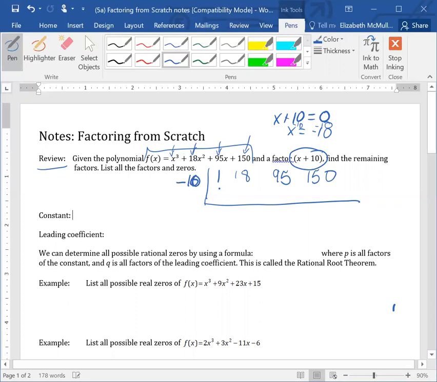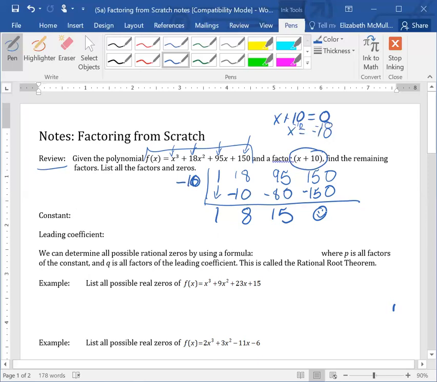First thing I do, I bring down this 1. And then I say 1 times negative 10 is negative 10. Remember that I'm adding. So 18 plus negative 10 gives us a positive 8. Positive 8 times negative 10 gives me negative 80. And 95 plus negative 80 is what? Positive 15. And positive 15 times negative 10 gives me a negative 150, which gives me a remainder of 0. Yay. So we know that this is a factor.